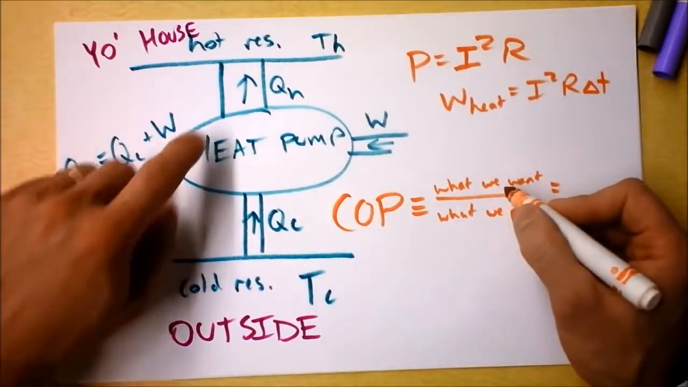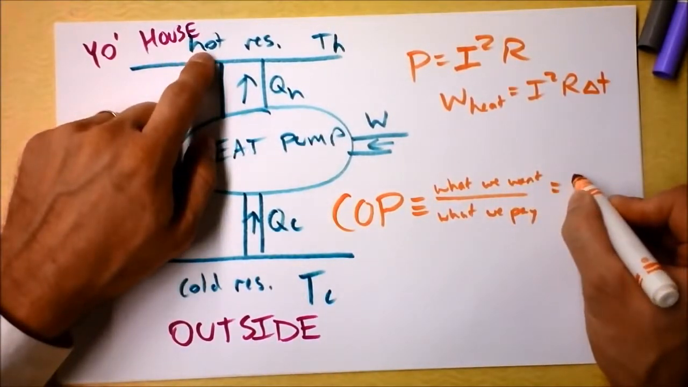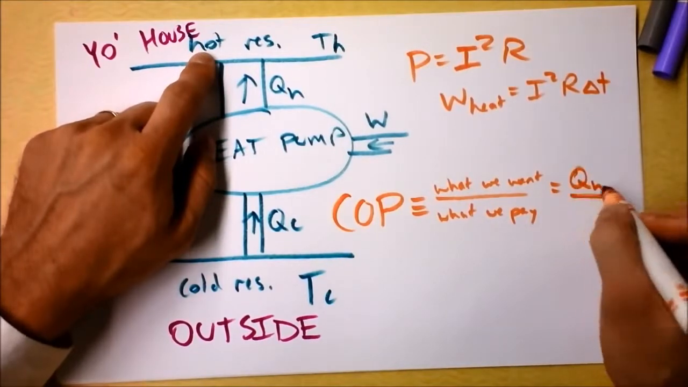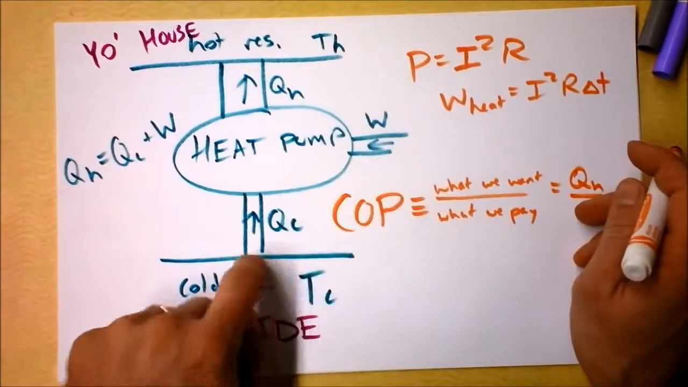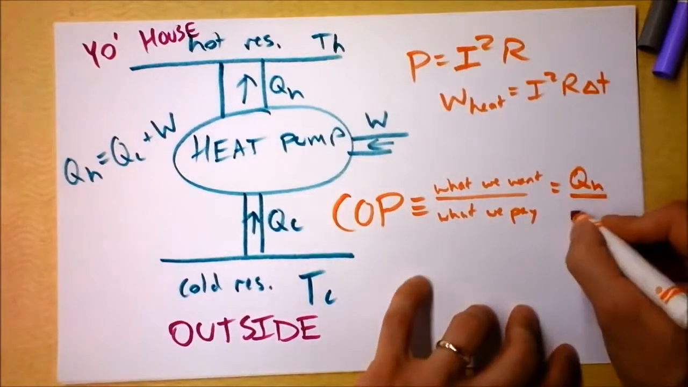And what we want is heat going into your house, so that's going to be QH. And then what we pay is this work. We don't pay for this heat that we're stealing from the outside. We pay for the work.